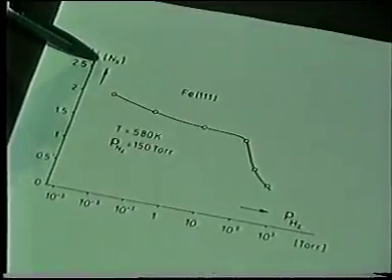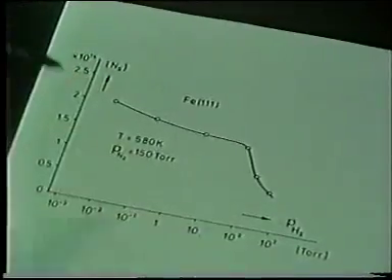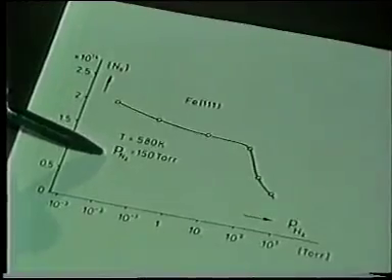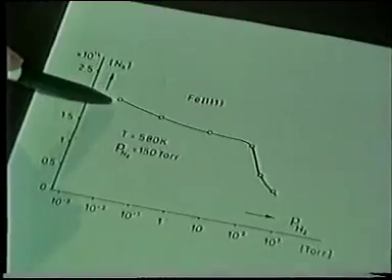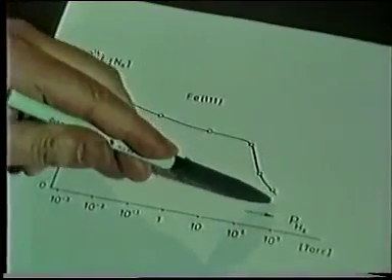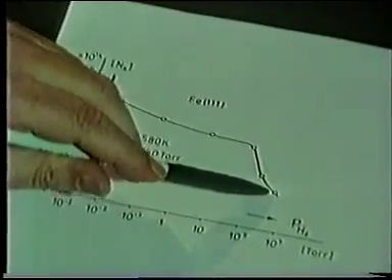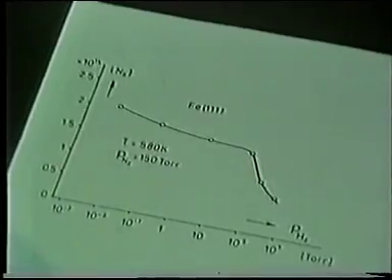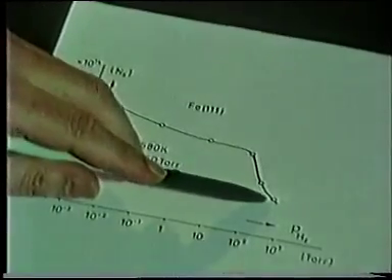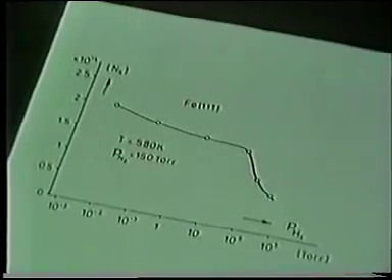This figure shows the concentration of atomic nitrogen as a function of hydrogen pressure at constant temperature and constant nitrogen pressure, and we clearly see that the concentration of atomic nitrogen continuously decreases with increasing hydrogen pressure. This point in fact marks the situation where we have a stoichiometric mixture, and we see that under these conditions the concentration of atomic nitrogen on the surface is far below the saturation value.